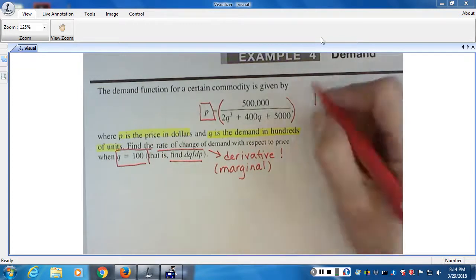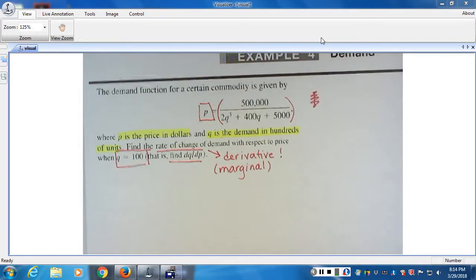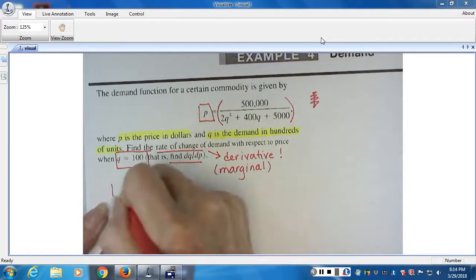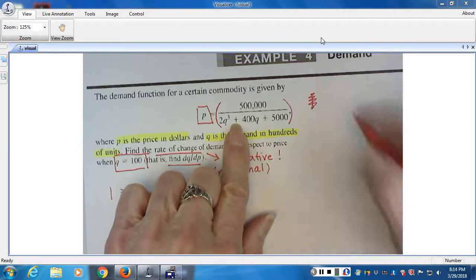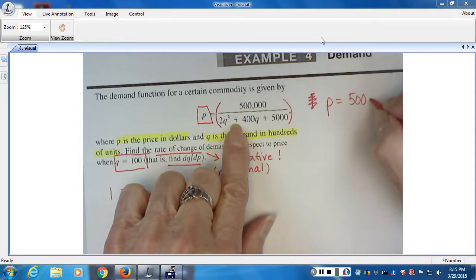I would change that, and over here I'm just going to, I've already told you the derivative of P is 1, so we're going to remember that and put 1 equals down here. This is easier to see if we have P is equal to 500,000 times 2Q to the third power plus 400Q plus 5,000 to the negative 1 power.